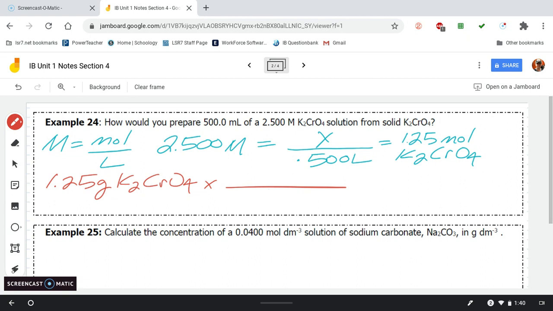So 39.09 for the potassium, and multiply that by 2. And then add the chromium. The chromium is 52.00. And then add that to the 4 oxygens, so 16 multiplied by 4. And then we're going to get 194.18. So that 194.18 is going to help us get to grams.